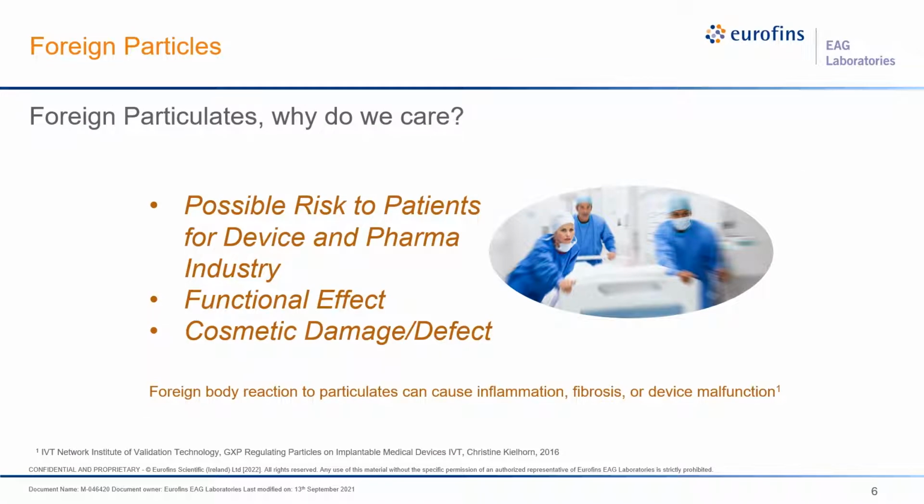When you say there are foreign particles, why do we care? Of course, different industries have different reasons why they don't like particulates in their sample. For example, in the medical device and pharmaceutical industry, the potential risk to patients is the main concern. In other industries, there is the functional effect: you don't want malfunction of your parts that could lead from particle contamination. And even just a cosmetic damage or defect, we don't want either.